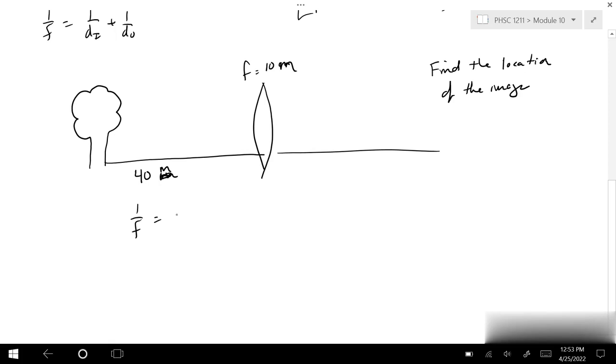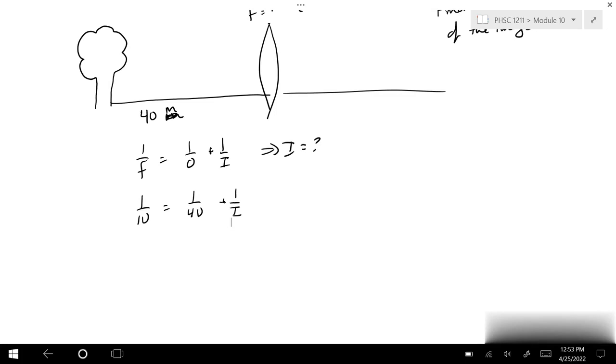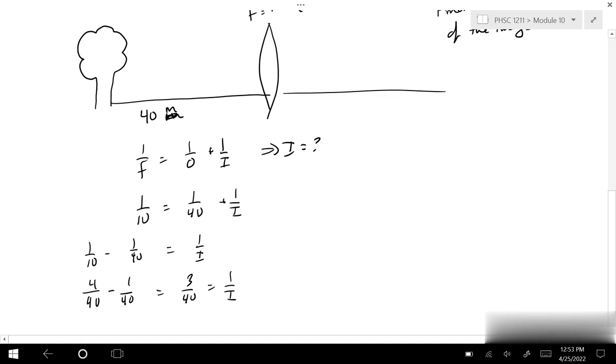So we can just plug and chug numbers in. We have 1 over f is equal to 1 over O plus 1 over I, and I'm trying to find I. So 1 over 10 is equal to 1 over 40 plus 1 over I. Remember I said you review fractions, because this is the fun part. So 1 over 10 minus 1 over 40 is equal to 1 over I. I know you want to grab the calculator, but hang with me for a little bit. We have a common denominator of 40, so 4 minus 1 is equal to 3 over 40, which is equal to 1 over I.